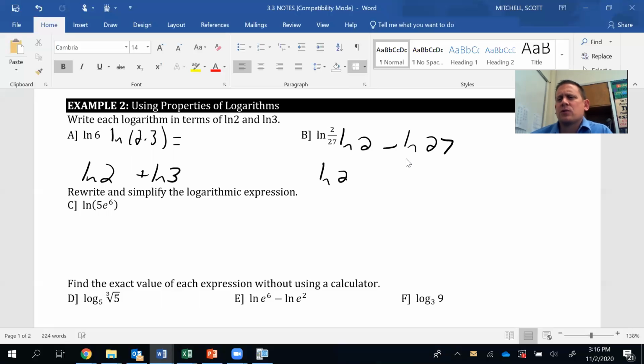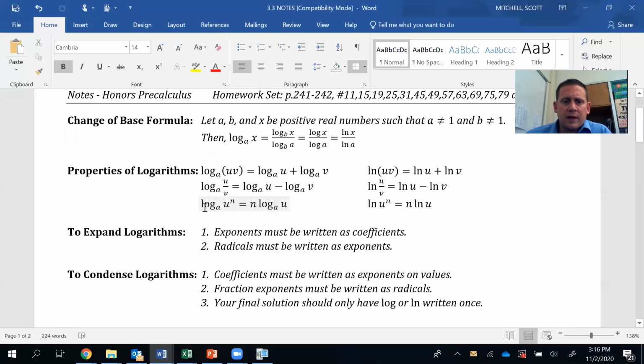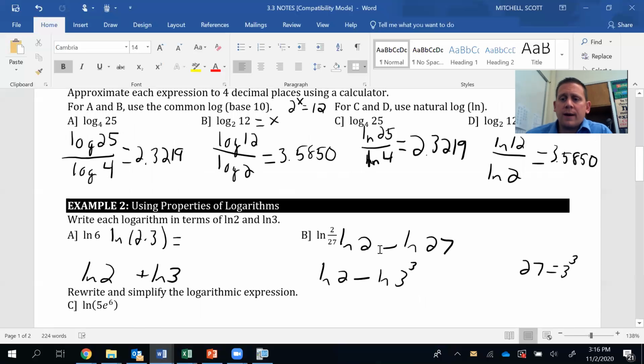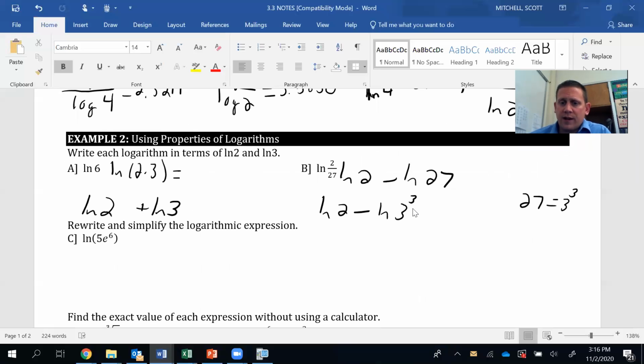Can I rewrite the natural log of 27? Well, what's 27? Isn't 27 3 cubed? It is. So this is really minus the natural log of 3 cubed. Well, we have another property. Again, scrolling up again. If you have a power, you can write that power out front. Well, let's do that. So we're going to have the natural log of 2 minus 3 times the natural log of 3. And now it's written in terms of the natural log of 2 and 3, using our properties.